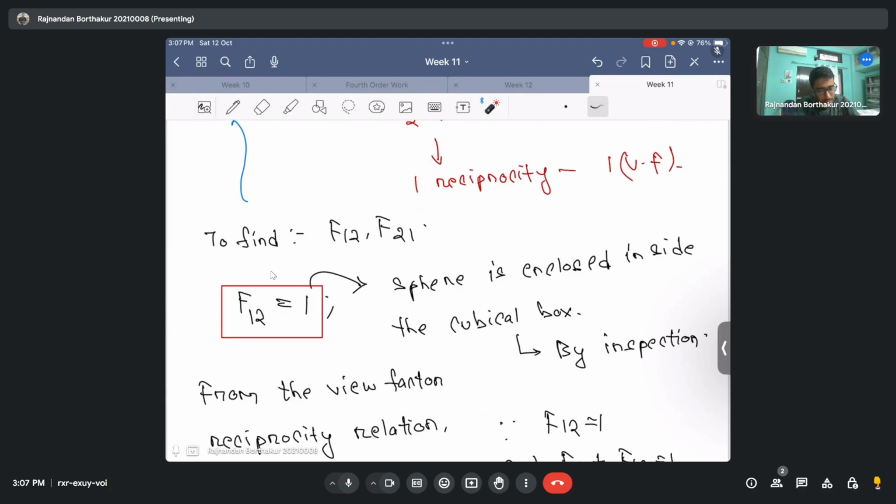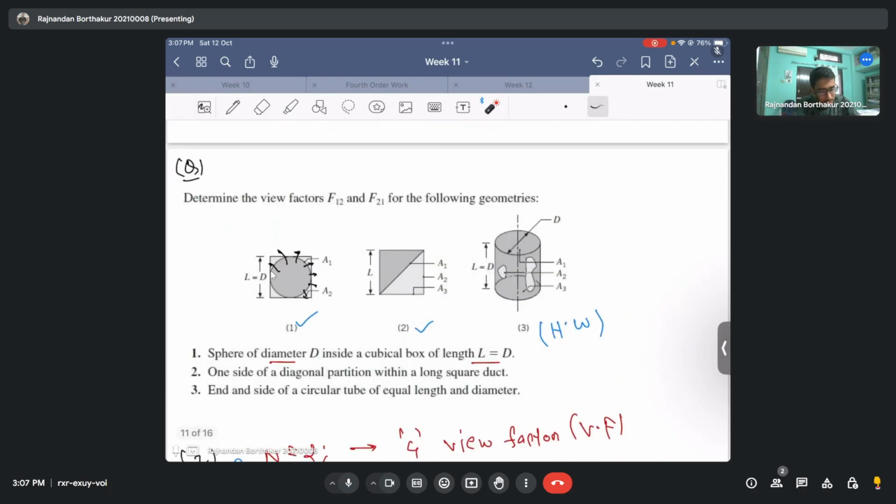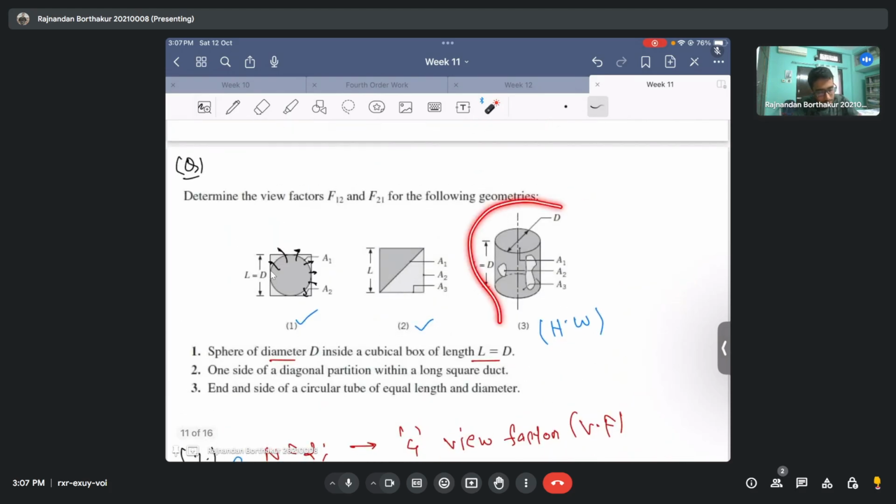Okay. In this context, I asked you to solve this problem 3, and I asked you to basically solve it at home. And today we will begin by giving you an idea of how to solve this problem 3, and then we will move into the discussions of today's session.